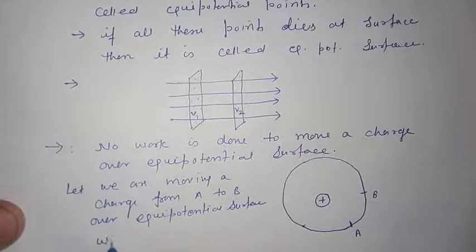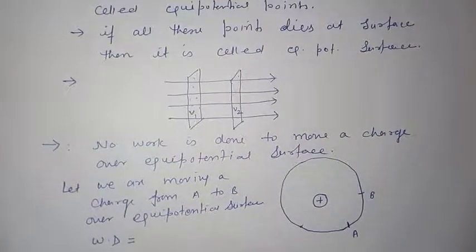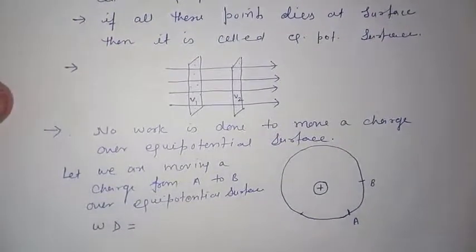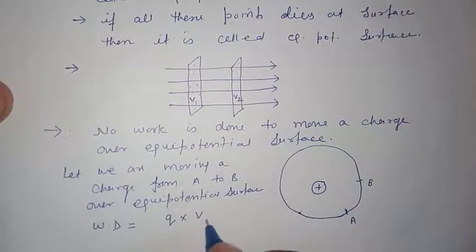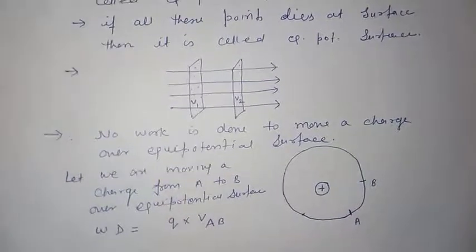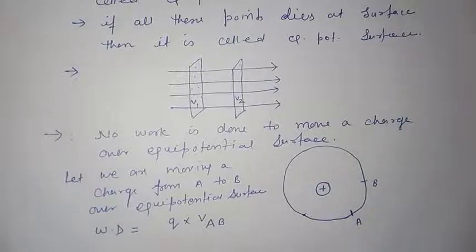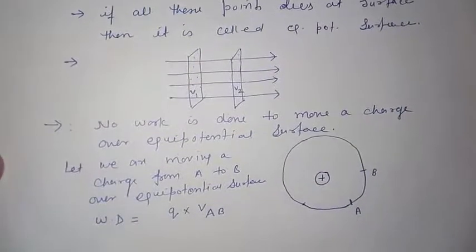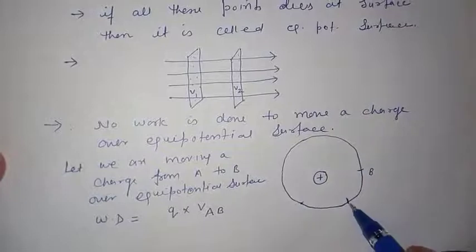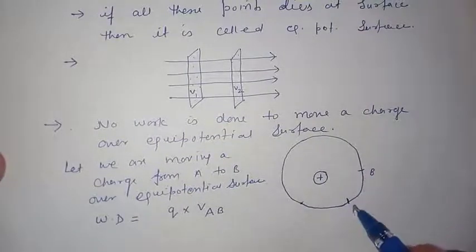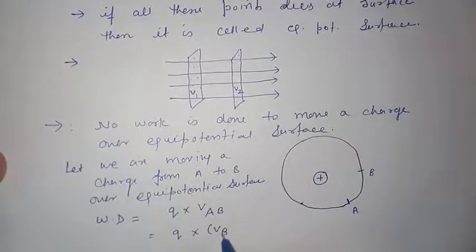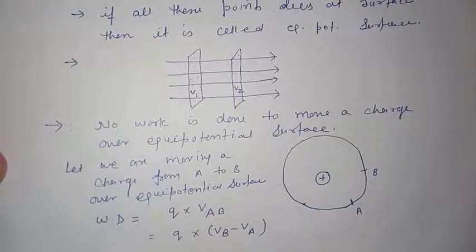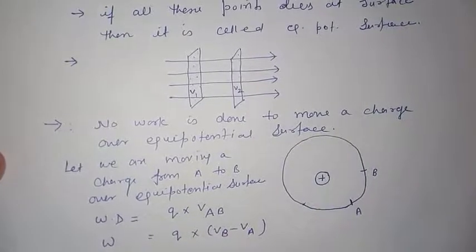So then work done. So work done क्या होगा? Work done is, we had discussed in the earlier videos, the product of charge into potential difference, VAB, Q into VAB. VAB means the difference in the potentials between these 2 points A and B, Q into (VB minus VA). This is the work done.